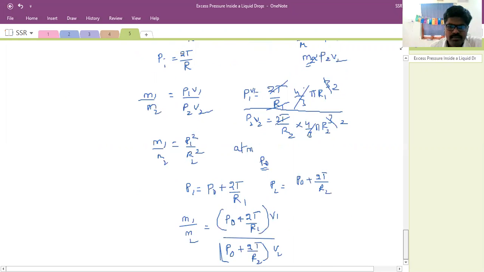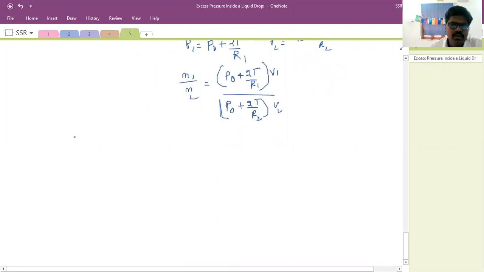Second application. Suppose there are two soap bubbles of different size. Let us say soap bubble 1 is this much size and soap bubble 2 is small in size, interconnected with each other. Have you observed this any time? Two soap bubbles connected to each other, 1 and 2. One is bigger, the second is smaller. Then the radii are R1 and R2.